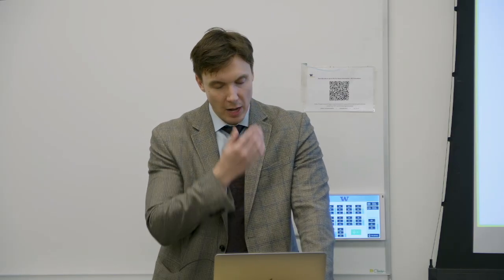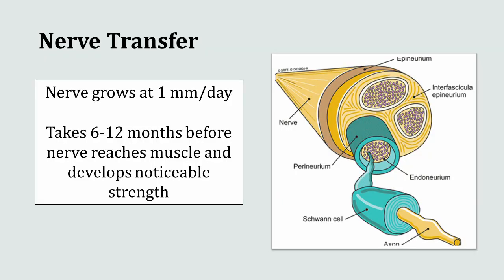So, going back to the analogy of rewiring the system, unlike an electrical system where once those wires are spliced and you turn on the light and it works immediately, the nerve is biologic and it has to regrow to the muscle. And so that takes a long time. It grows at about 1 millimeter a day after it's gotten over that initial shock of being cut and transferred. And so that's about a thin piece of pencil lead a day. So it can take 6 to 12 months before the nerve even reaches the muscle and develops some noticeable strength.